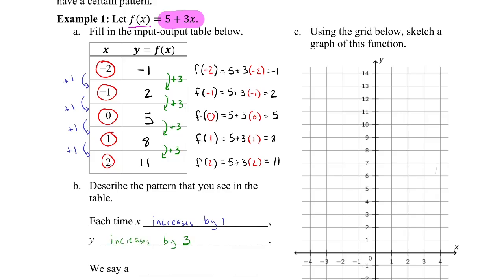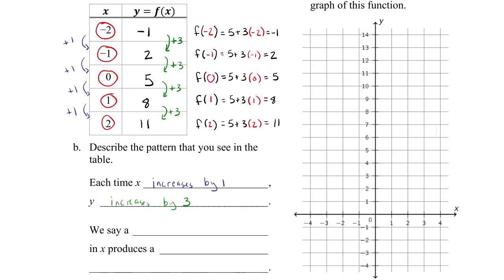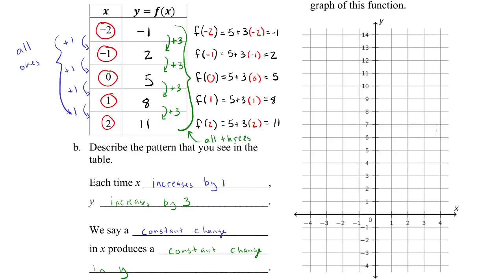In other words, we can describe this as a constant change in x by 1 each time in this case, producing a constant change in y. So what we see is that these are all the same number, in this case all 1s. These are also all the same number, in this case all 3s. Whenever we see that pattern, we're also going to notice a pattern in the graph.